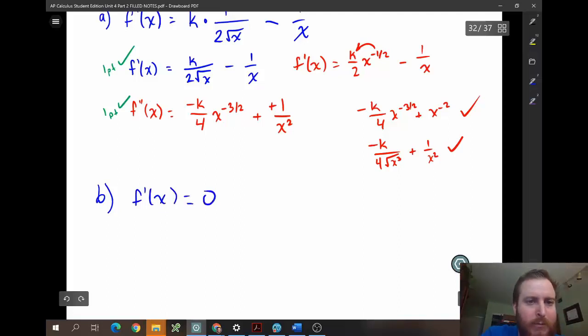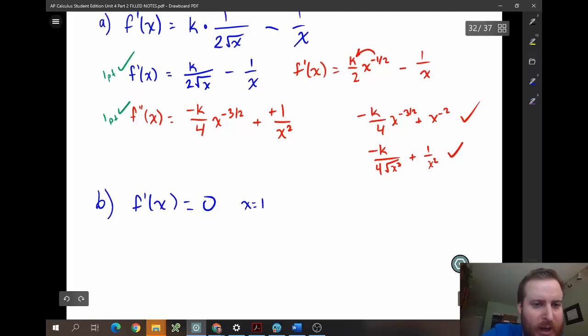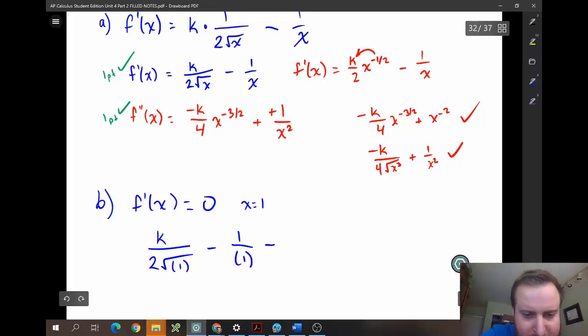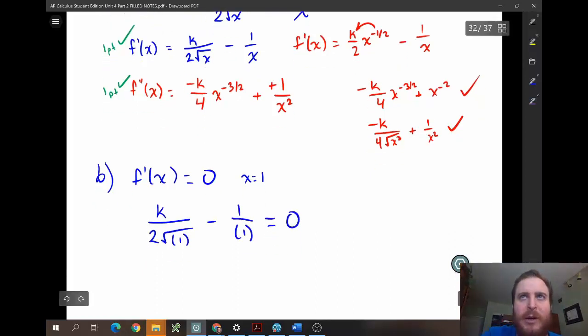That's where we get a critical point. But they're telling us that this is going to happen at x equals 1. So we're going to take that k divided by 2 square root of, now instead of x, we're going to plug in a 1, minus 1 over 1, and we're going to set that equal to 0. So that's a little bit tougher.